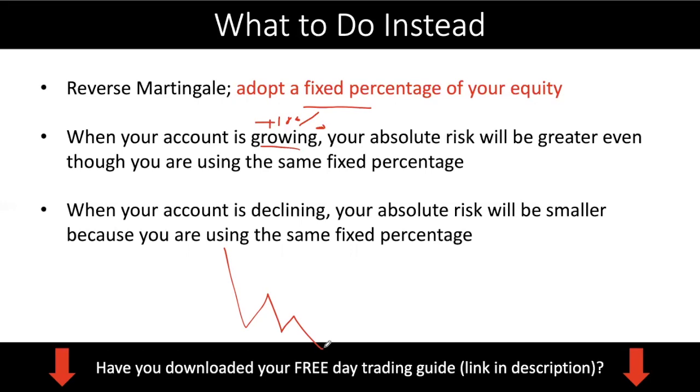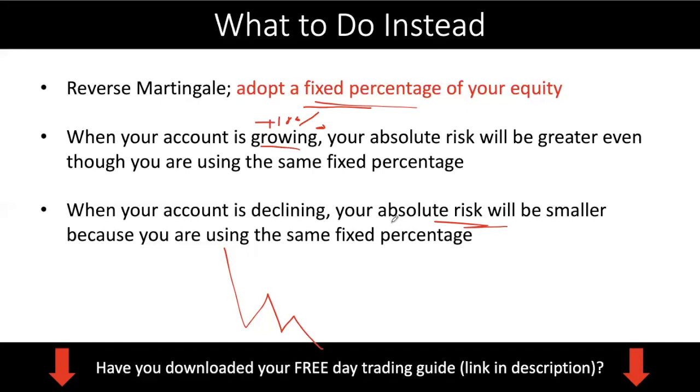For some reason, it could be the market condition is not conducive, or maybe you didn't have a good sleep, maybe you are going through something psychologically, you're having a breakup, or something that is affecting you and you cannot trade properly. In this kind of scenario, you want to keep your risk smaller. So when you use this fixed percentage of your equity, what happens is that when your equity curve is declining, your absolute risk, meaning the absolute dollar amount you risk per trade, will be smaller because you are using the same percentage of your smaller account, because the account is declining.